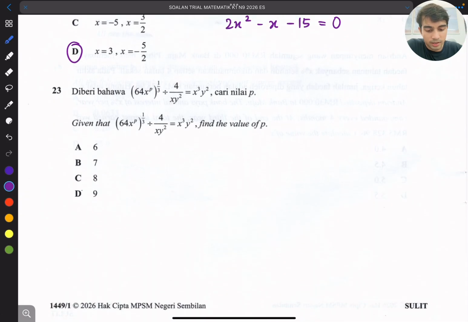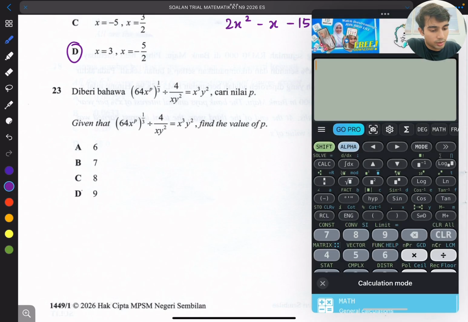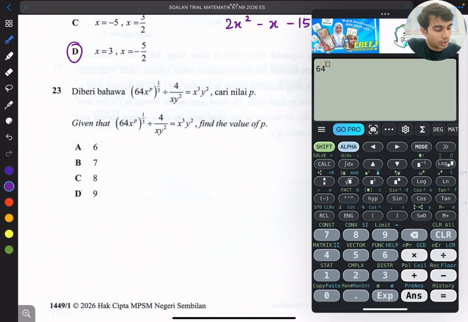Right, next one. Given that 64 divided by this equals to this. Okay. Find the value of P. Alright. So let's try to solve this part. So 1/3 power means cube root. Or you can just basically put the exact form in our calculator. 64 power 1/3 is 4. And then x to the power of P, 1/3. So P we can multiply with 1/3. So we get P/3.